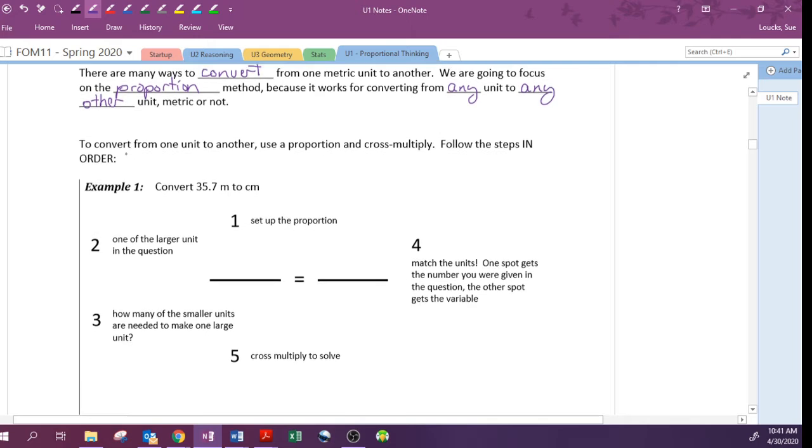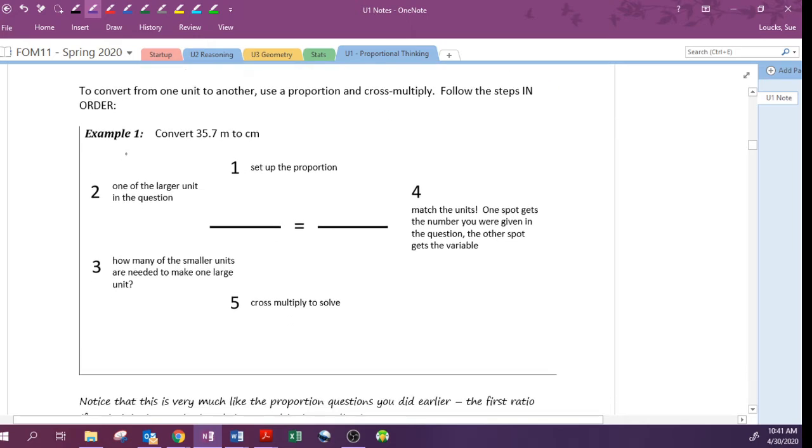All right, so here are the steps, and when you do the steps, it's essential that you do them in order, okay? So step 1 is to set up the proportion, which is to write something equals something, okay? And this something is actually a fraction. There's space above and below it, but that's the first step, and I've got that done for you already. Okay, step 2, you're going to write one of the larger unit in the question. And so the larger of centimeters and meters is meters. So I'm going to put 1 meter in the numerator of my first side of my proportion.